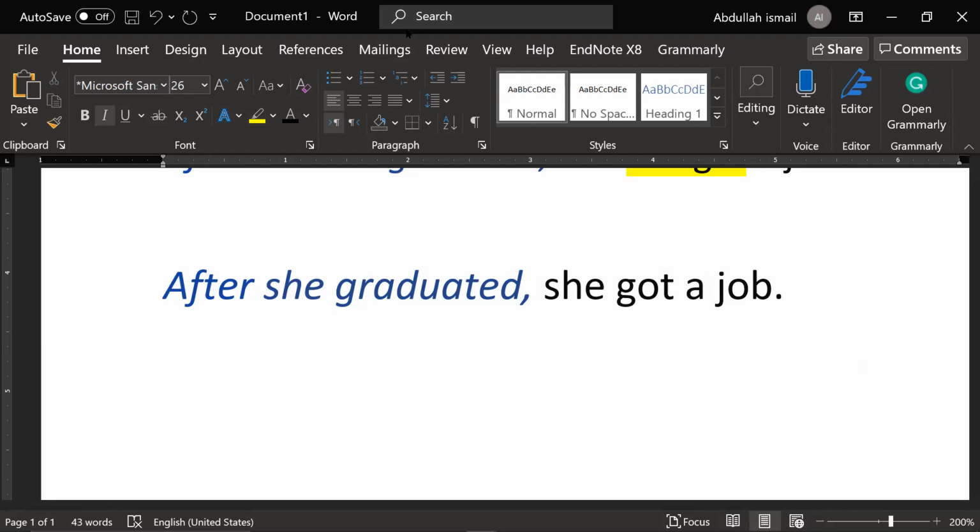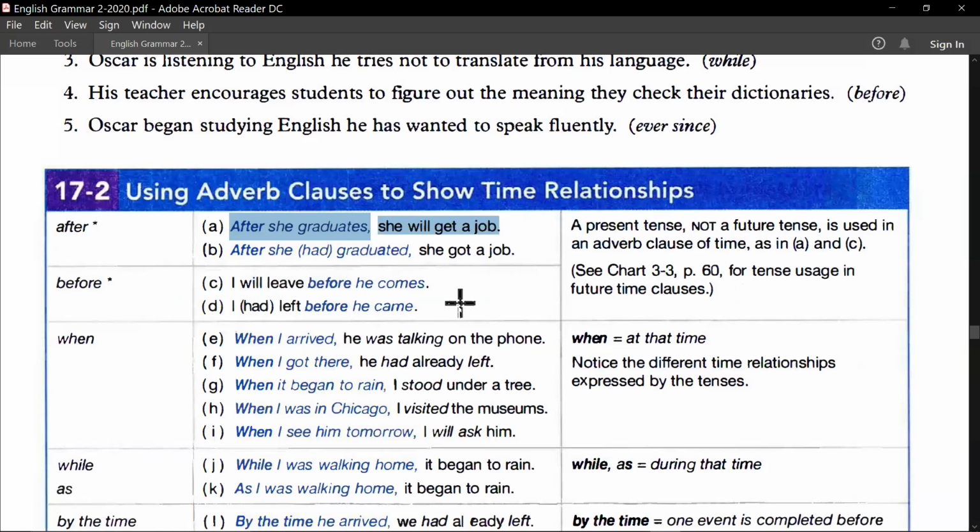طيب. يبقى عرفنا شغلتين هنا. We never use the future form of the verb with the adverb clause of time. Never. ما حدش يقول لي after she will graduate, she will go. لا. After she graduates, after she goes home, she will do the laundry. After she travels, she will get a master's degree, whatever. Like a present tense, not a future. انتبه. A present tense, not a future tense, is used in an adverb clause of time. واحد قال لي وين adverb clause of time؟ بقول له هي. Here, never use, don't use a future form.